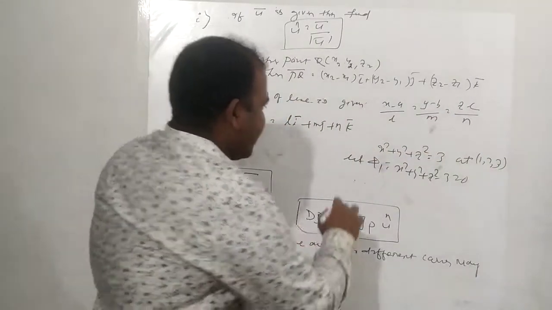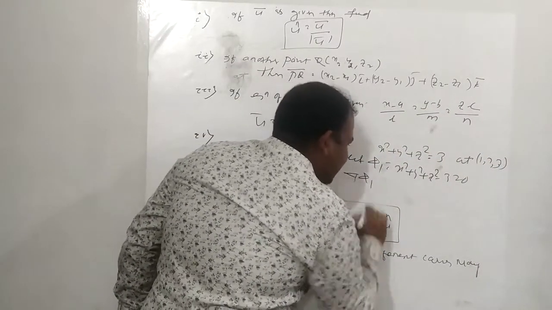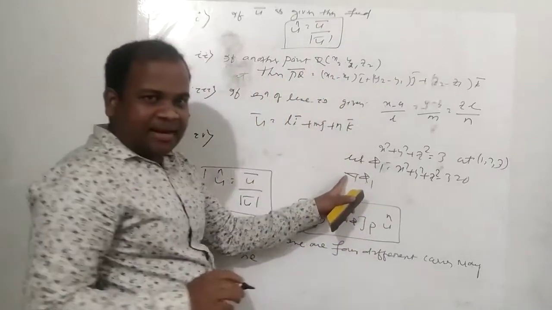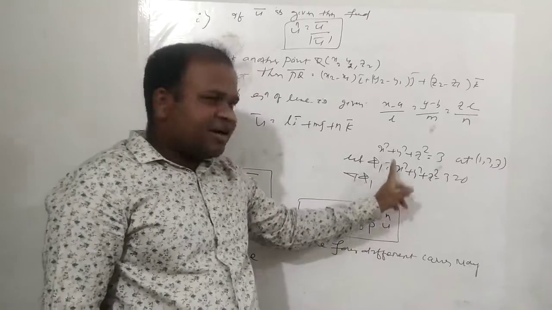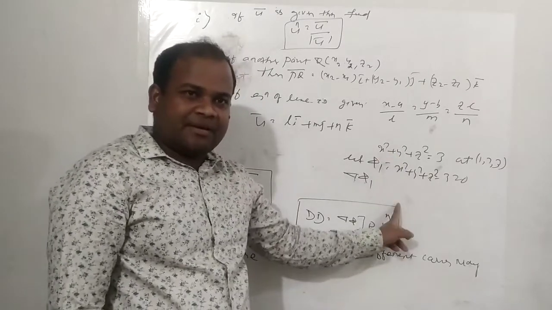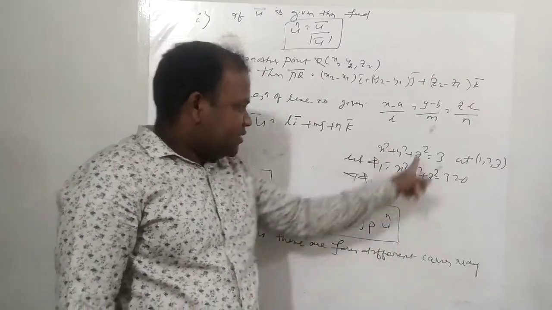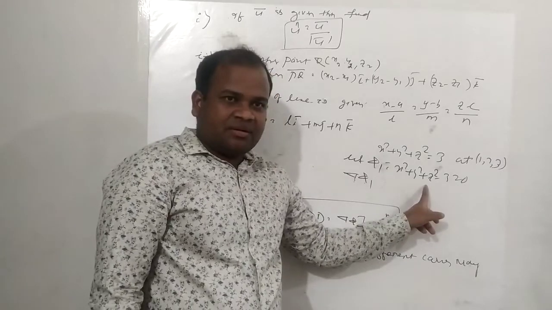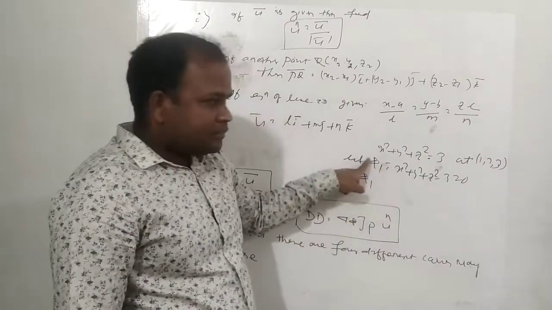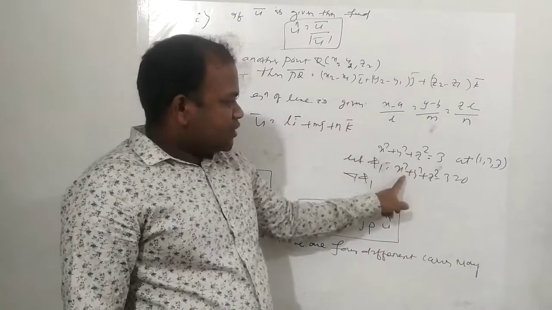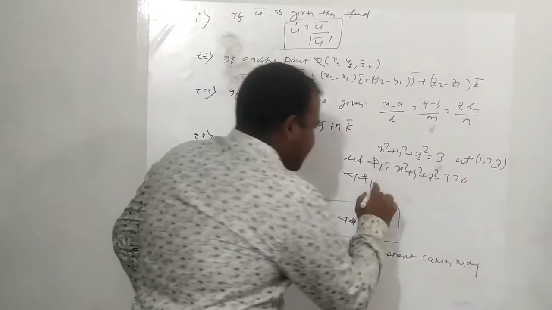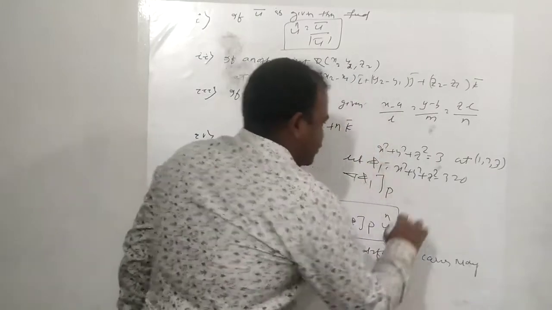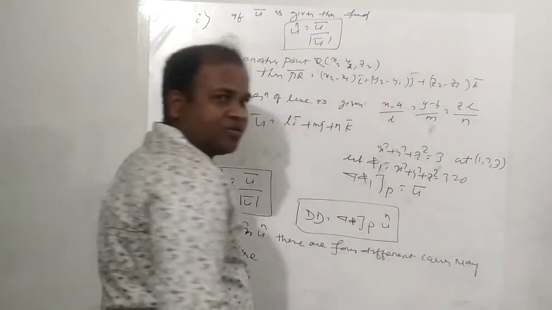So here you will find del phi 1. What is the meaning of del? I bar dou by dou x plus j bar dou by dou y plus k bar dou by dou z, applied to phi 1. So phi 1 equals x square plus y square plus z square minus 3 equal to 0. So del phi 1 at the particular point P, here you will get the u vector.